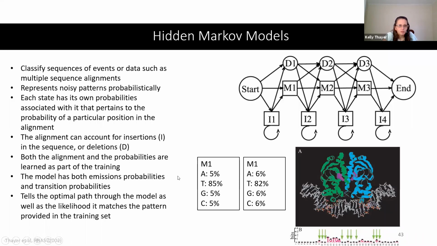Both the alignment and the probabilities are learned as part of the training. The model has both emission probabilities and transition probabilities. The emission probabilities means the probability, for example, to have a certain DNA base in a particular state. So these would be the emission probabilities. And the transition probabilities are the probabilities associated with traversing the various arrows. It's going to tell the optimal path through the model, as well as the likelihood it matches the pattern provided in the training set.